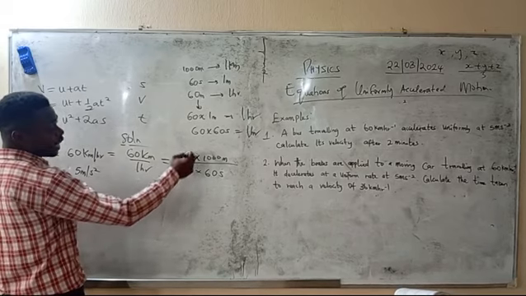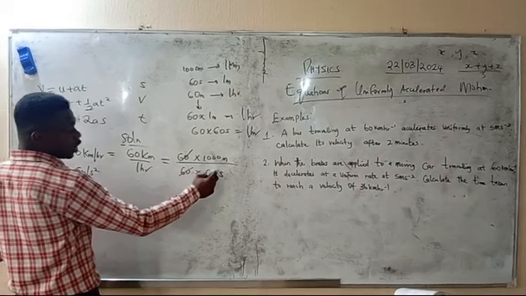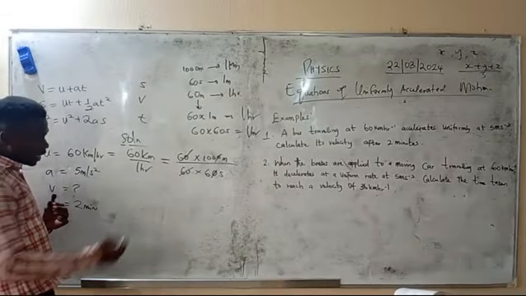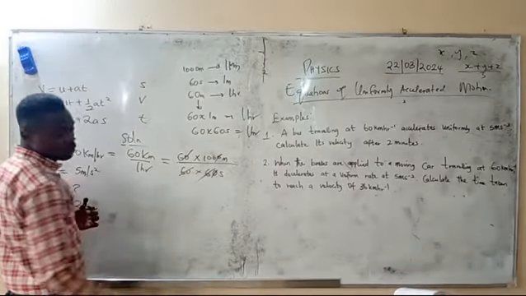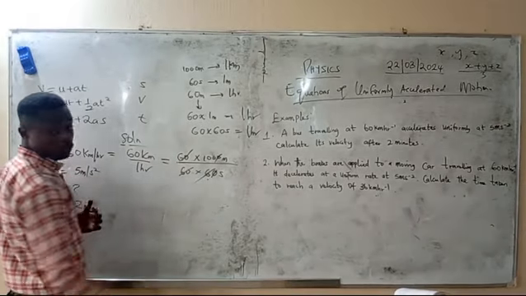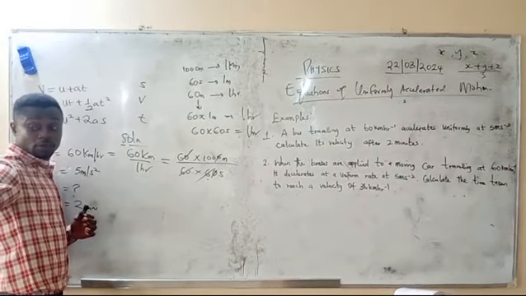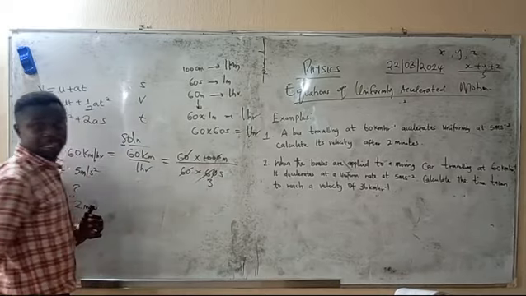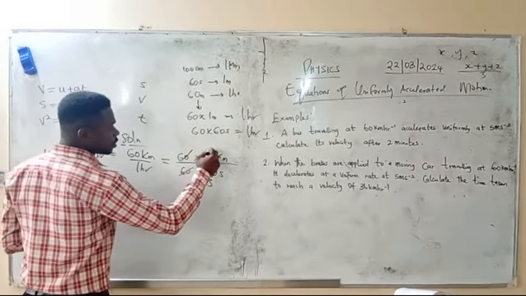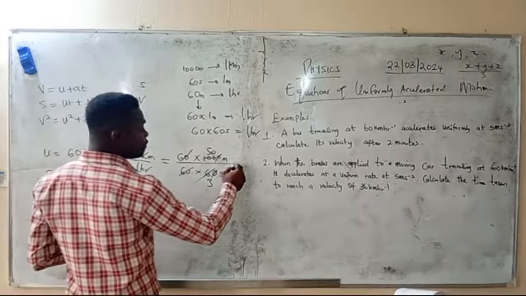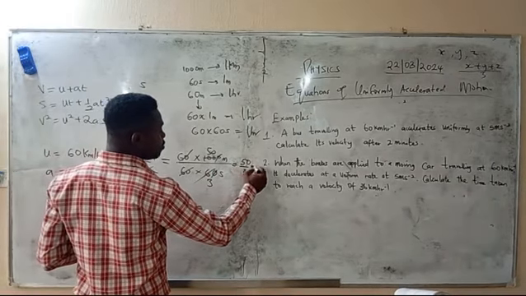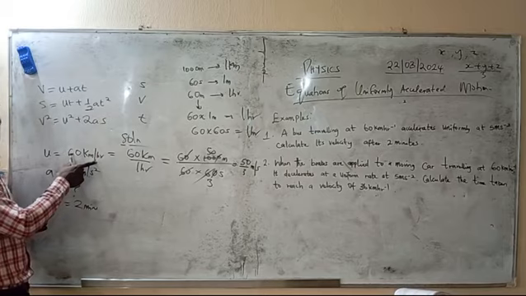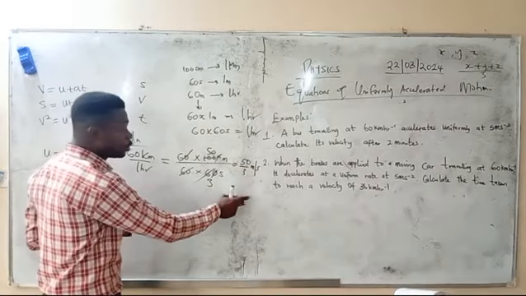So 60 will cancel what? 60, right? 10 will cancel what? 10. So we have 100 over 6 meters per second. We can go further. 2 divided by 6 is what? 3. And 2 divided into 100 is what? 50. So here we have 50 over 3 meters per second. Do you agree with me? So we have moved 60 km per hour to meters per second. We'll stop here.